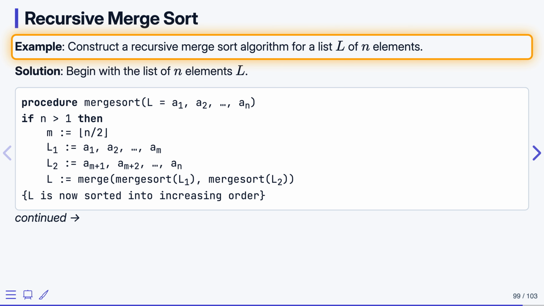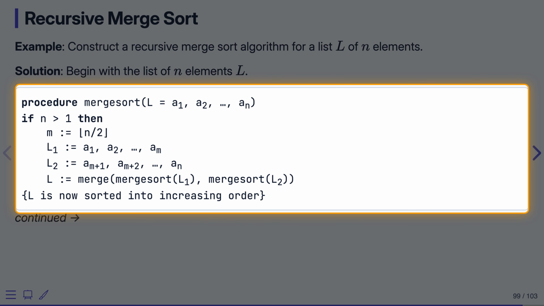Let's write merge sort as a recursive algorithm for a list L of n elements. If the list has more than one element, we find the middle position m, the floor of n over 2. We split L into a left half, L1, and a right half, L2. We sort each half by calling merge sort again. Then we merge the two sorted halves into one sorted list. If the list has just one element, it is already sorted.